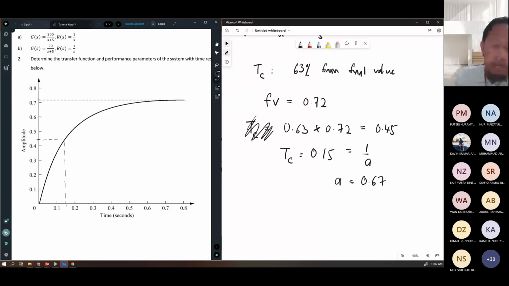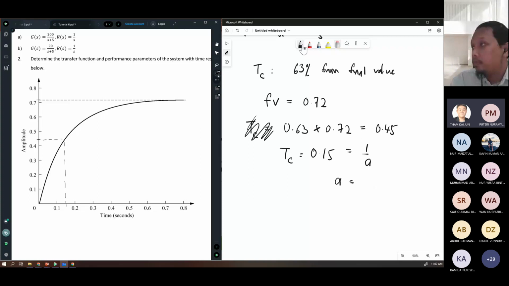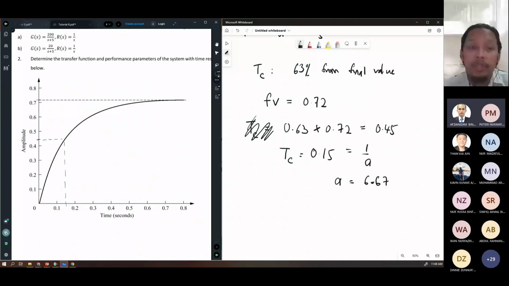Doctor, where does the 63% come from? From the definition of time constant, sorry. The definition of time constant is 63% of the final value. Okay, so from here we get A around 6.67. Is the percentage fixed? Yes, by definition it is fixed at 63% of the final value.